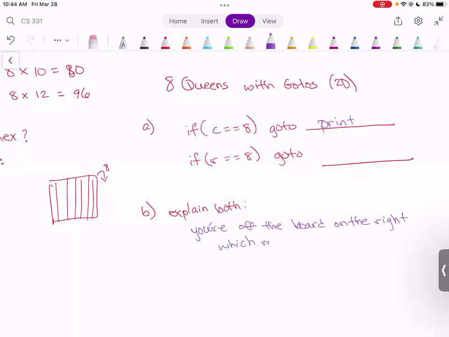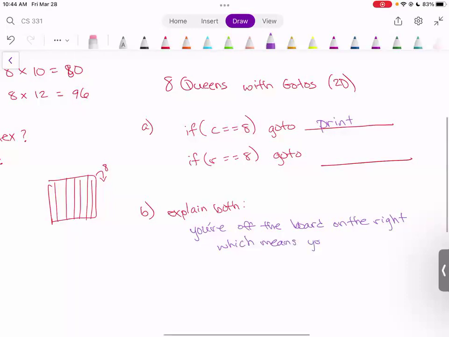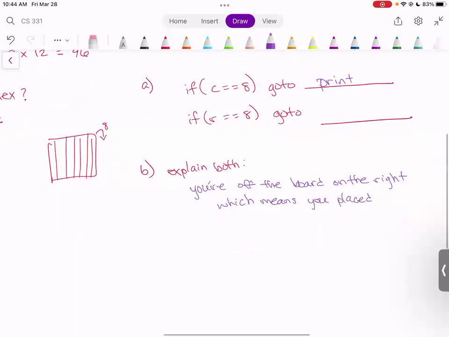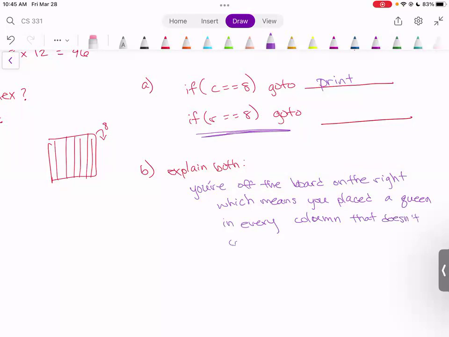Wait, so you just write print and that's it? That's all you write for part A? Yeah. For part B, you say you're off the board on the right, which means you placed a queen in every column that doesn't conflict. Okay, something like this would be fine. You can say it's shorter.